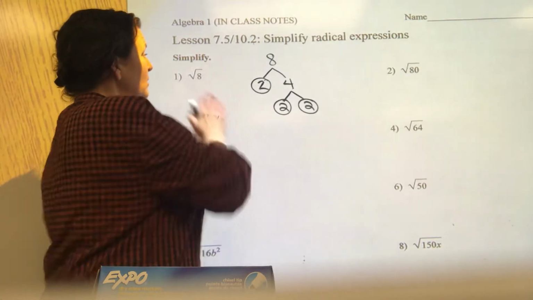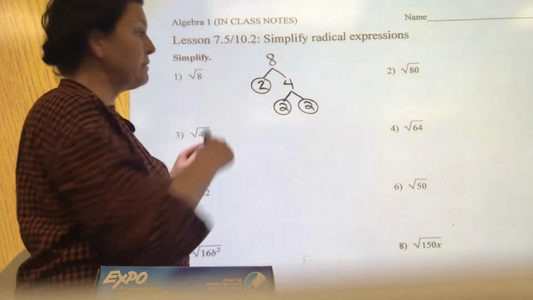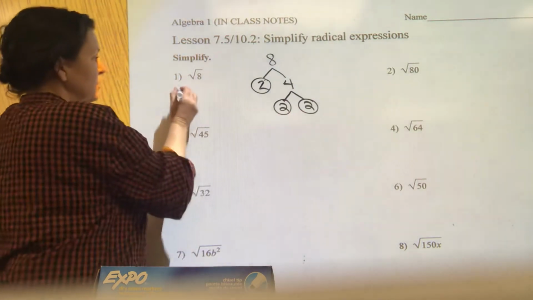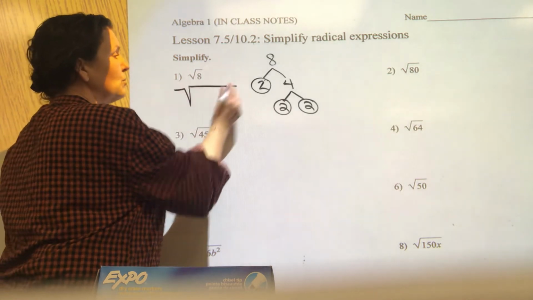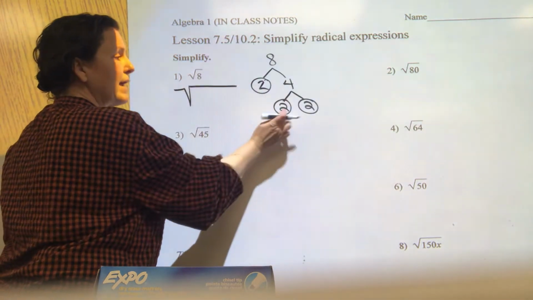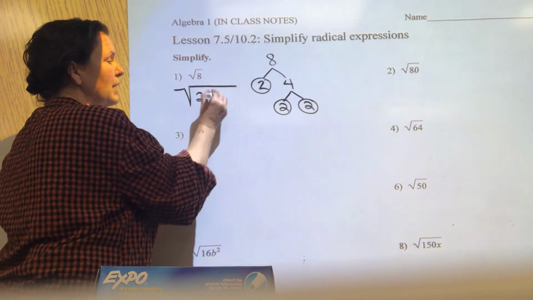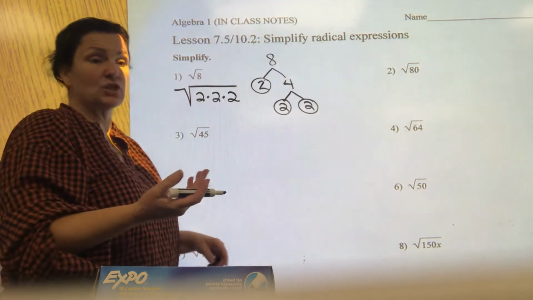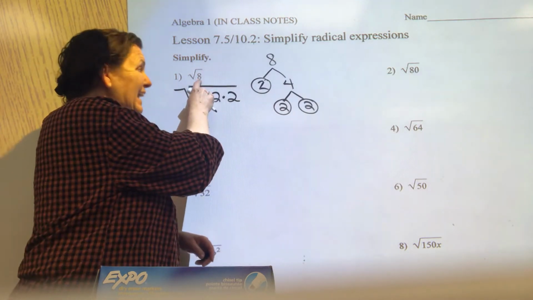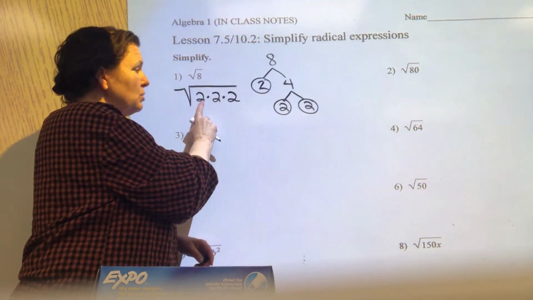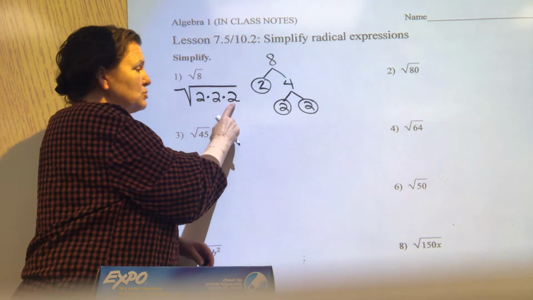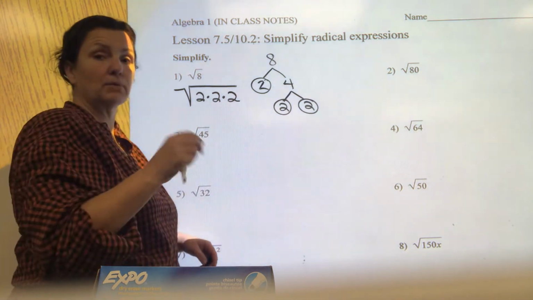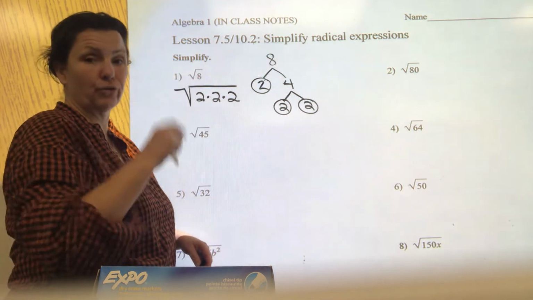Cool, okay. So we know that we can break this down now into 3 2's. So I'm gonna rewrite the radical and rewrite this as 2 times 2 times 2. I haven't really changed the question. I know that 8 is the same thing as 2 times 2 times 2. And all of these are prime numbers. They can't be broken down further.